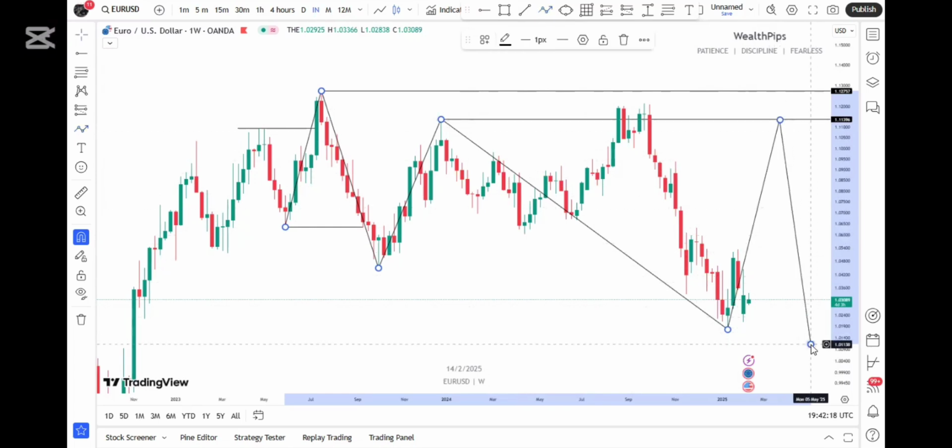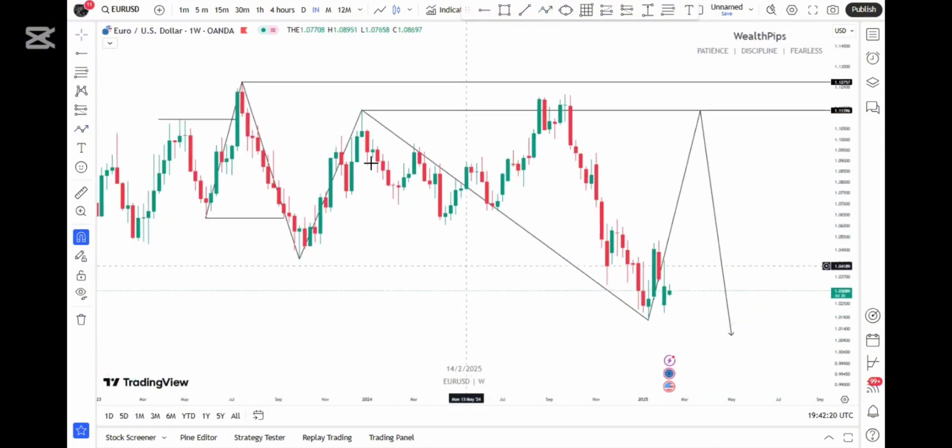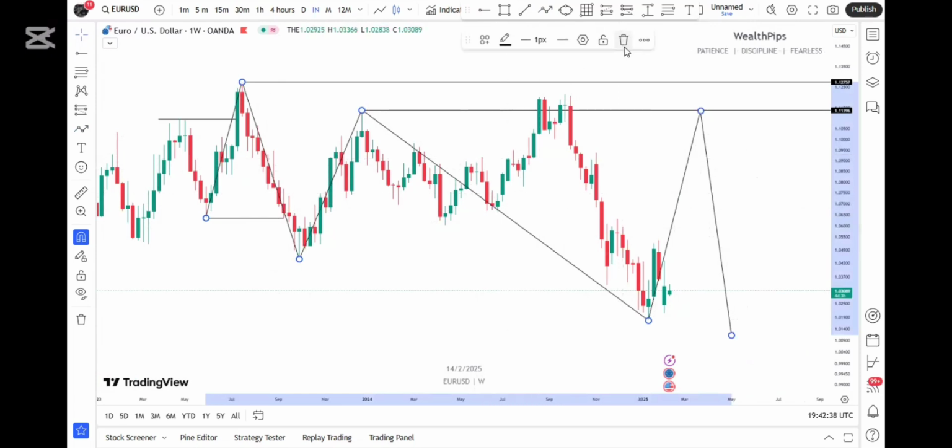The reason I'm saying this is because this is a weekly time frame. Before this pullback gets to this area, it will take over a month or two. You understand? It will take over a month or two before it finally gets to this area. But for my entry criteria, now this is it.